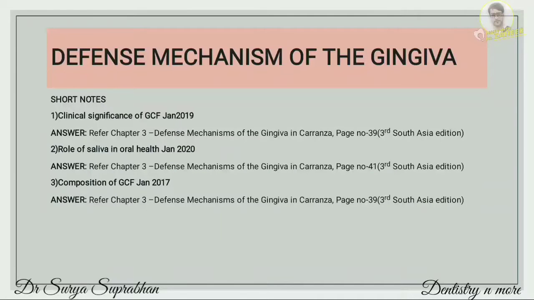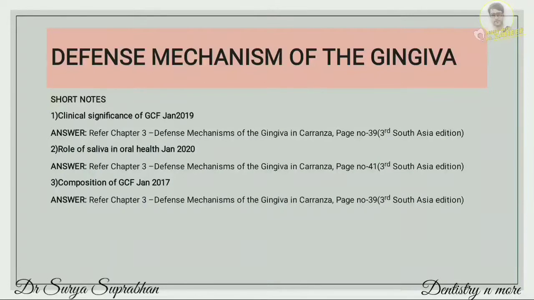The answer for this question you can find in chapter 3, defense mechanisms of the gingiva, page number 39. In this question you have to write what happens to GCF when there is inflammation, when there is trauma from occlusion, mastication, gingival massage, ovulation, prosthetic appliances, smoking, during periodontal therapy, and also you have to mention the circadian periodicity.